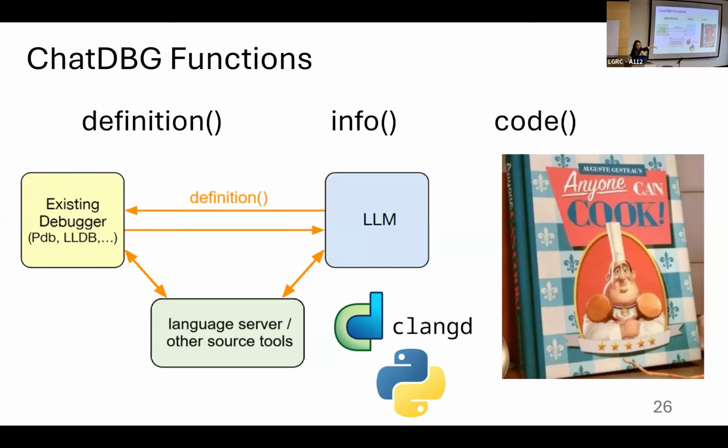And we can see some of these functions here. The definition function in particular is for finding variable definitions in C and C++, and it does this through integration with the ClangD language server. This is just one example of how ChatDBG can be extended to utilize other external tools that can better facilitate its abilities.